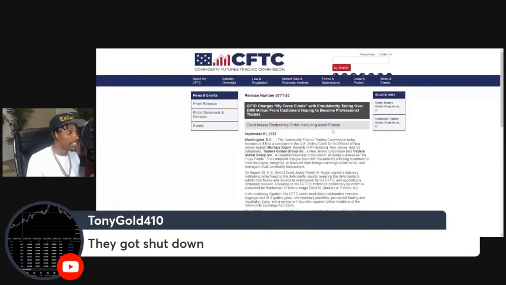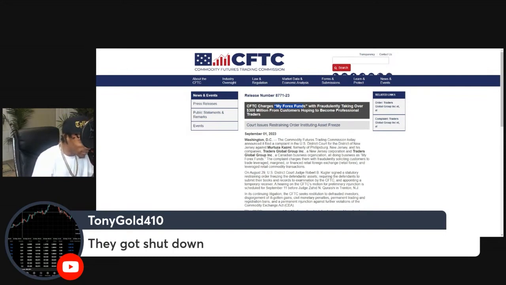Yo, so this is from the CFTC. This is the actual website. This is My Forex Funds, September 1st. Court issues restraining order, institutes an asset freeze. Whoa, hold on. CFTC charges My Forex Funds with fraudulently taking over $300 million. Damn. They thought they was about to run off with 300 million.